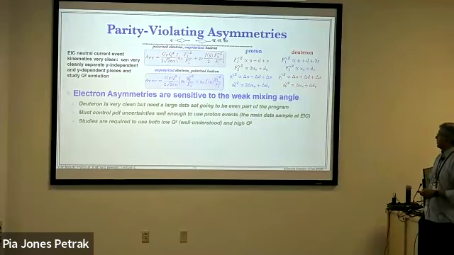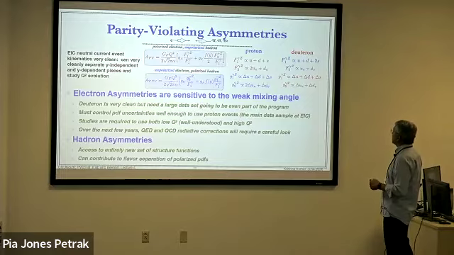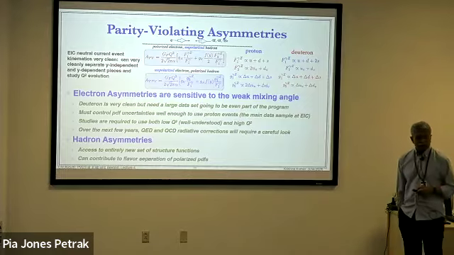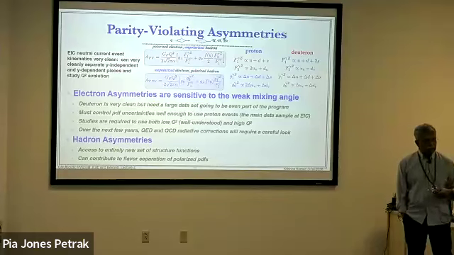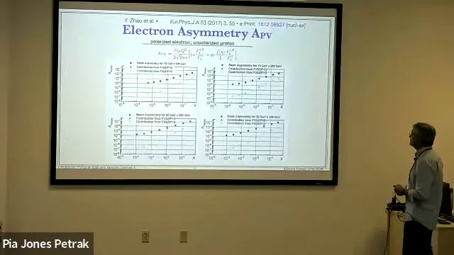Studies are required both at low Q squared and high Q squared. And then there's a lot of theory work that needs to go in to get the radiative corrections right that hasn't happened yet. So all of this is ongoing work. The hadron asymmetries access an entirely new set of structure functions, as I said, and will contribute to flavor separation of the polarized PDFs. That's going to be a major contribution.